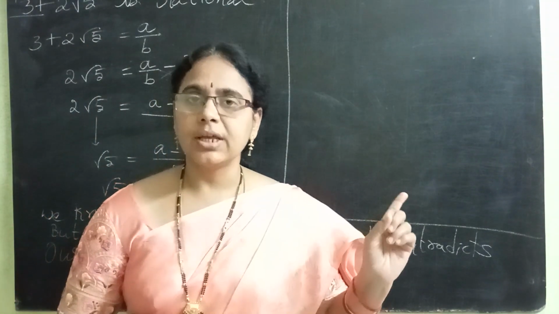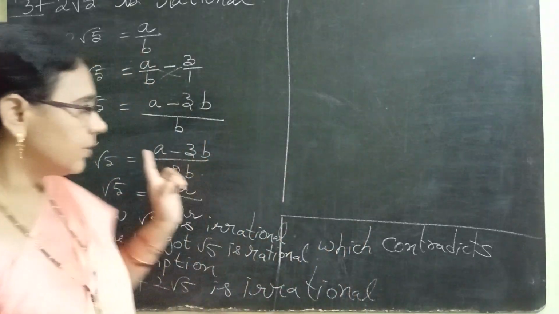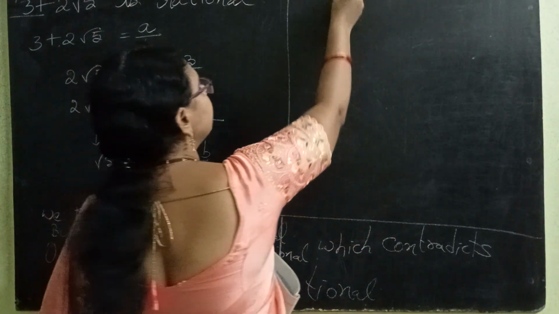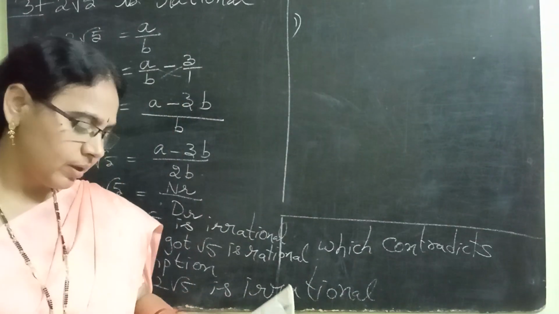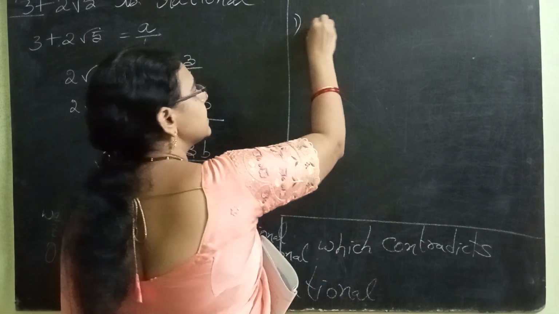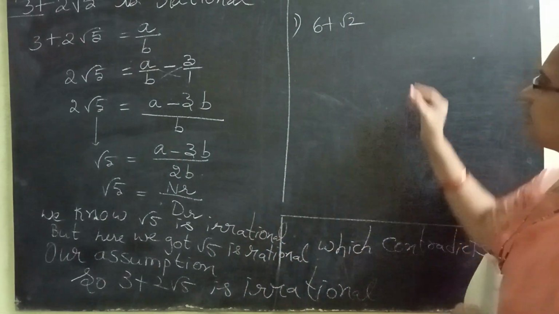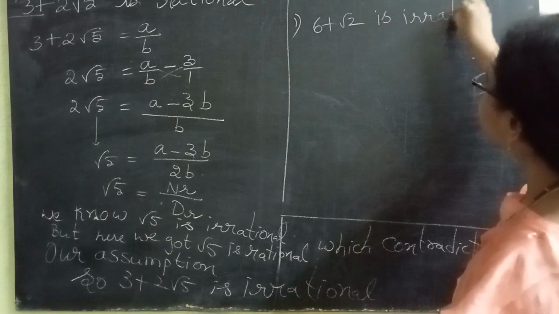Surely you will get a question like that in board exams. I already explained, I hope you are clear. One or two as homework you can try. Prove 6 plus root 2 is irrational.